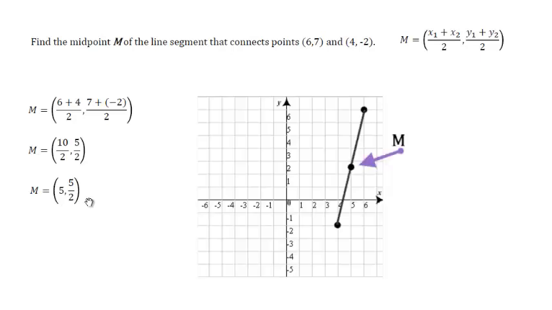Now, to check this, you may want to plot the points in the coordinate plane. So this point is 4, negative 2, and this upper point is 6, 7. And then plot the midpoint, and what you see is that that midpoint lies exactly in the middle of that line segment, and that's why it's called the midpoint. Notice it is at 5 and 2.5. 5 and 5 halves is the same as 5, 2.5.